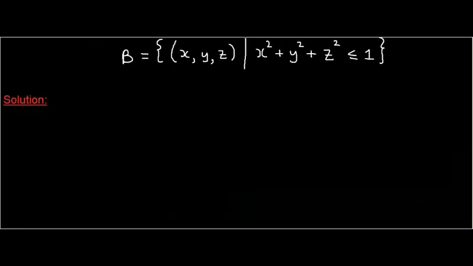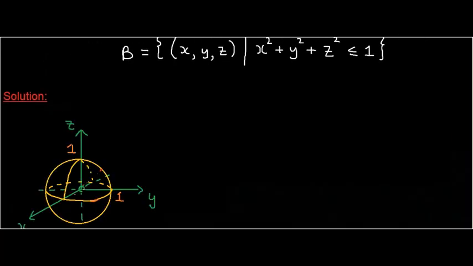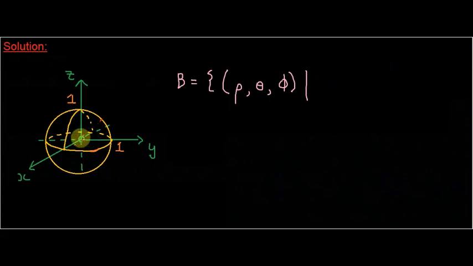First, I'd like to look at the sketch for B. So it's basically just a sphere centered at the origin with radius 1. Now we can define B in terms of spherical coordinates. So it's all triples rho, theta, phi, such that, now looking at rho, it extends from the origin to the boundary of the solid. And it's clear here that rho must be between 0 and 1 then.